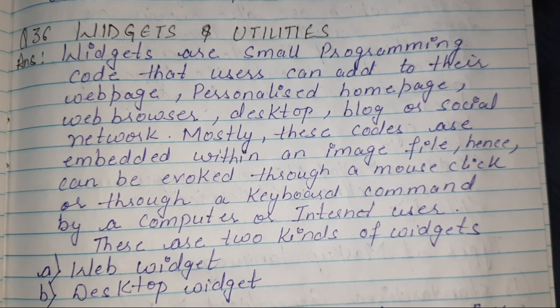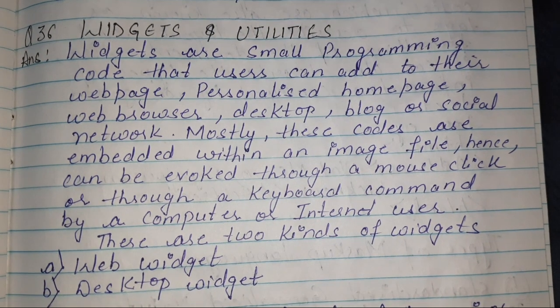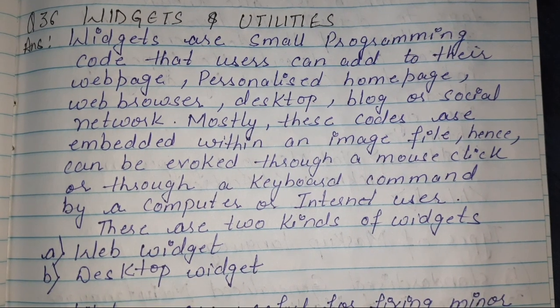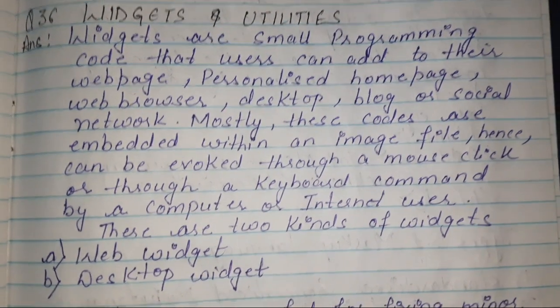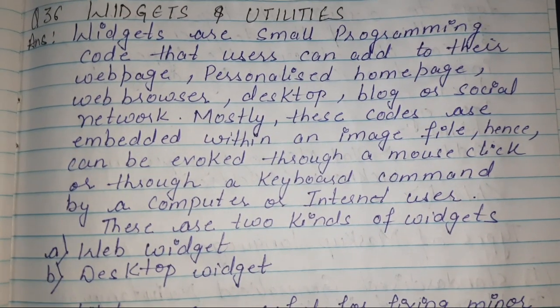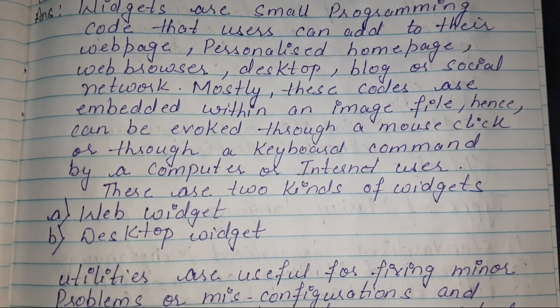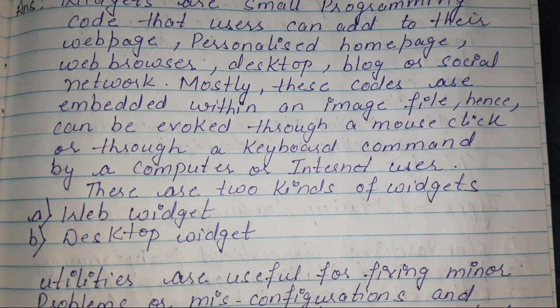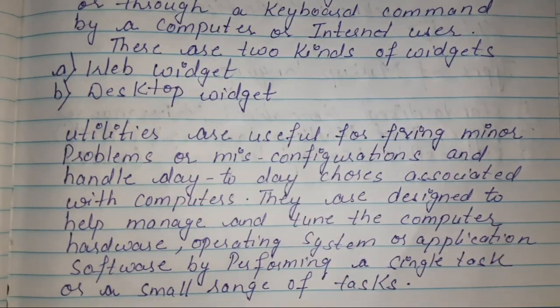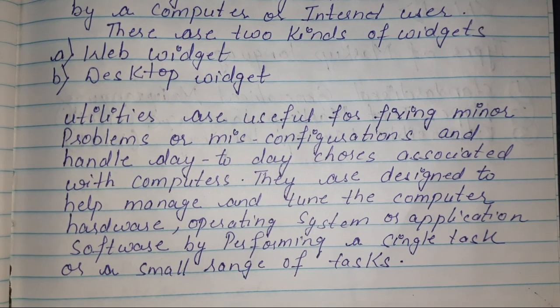Widgets and utilities. Widgets are some programming code that users can add to their web page, personalized home page, web browser, desktop, blog, or social network. Mostly these codes are embedded with an image file, hence can be invoked through a mouse click or through a keyboard command by a computer or internet user. There are two types of widget: web widget and desktop widget.